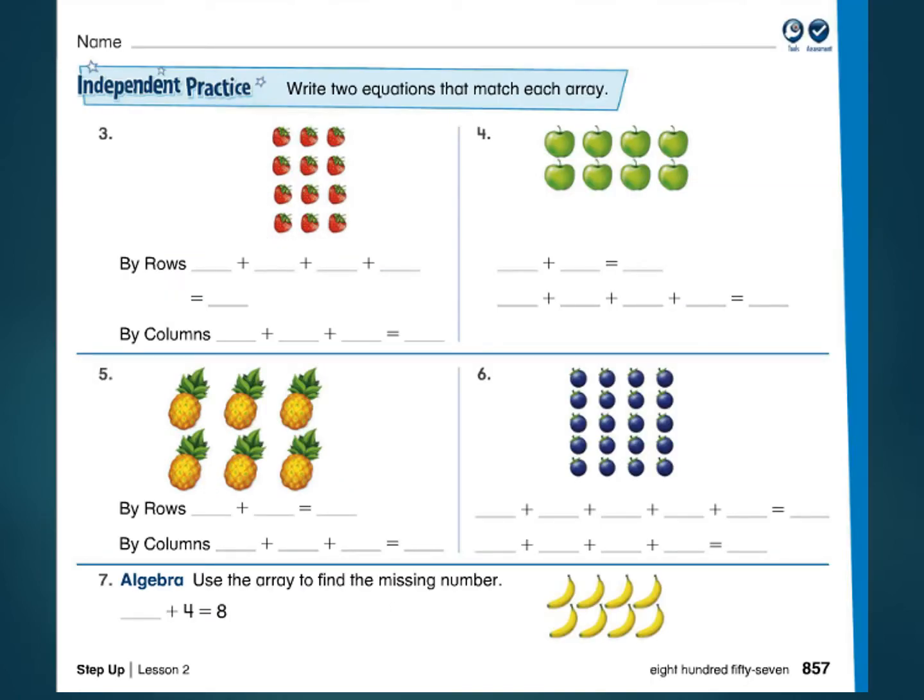Page number 857. Write two equations that match each array. Number 3. How many strawberries are there? Let's solve it by rows first.